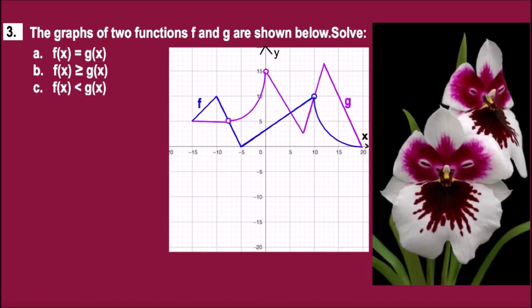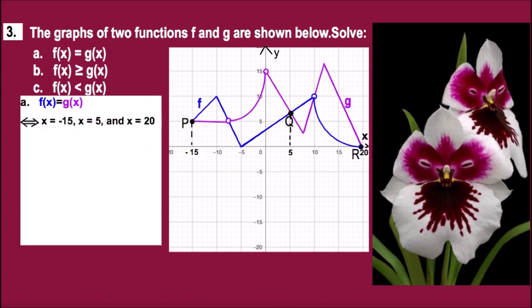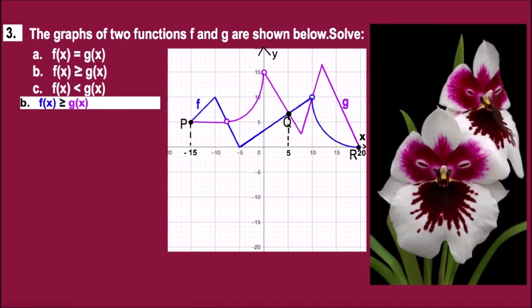Question 3. The graphs of two functions f and g are shown below. Solve. A, f of x equals g of x. The solutions of the equation above are the x-coordinates of the points of intersection P, Q, and R, which is equivalent to x equals negative 15, x equals 5, and x equals 20. Thus, the set of solutions of the equation f of x equals g of x is negative 15, 5, and 20.